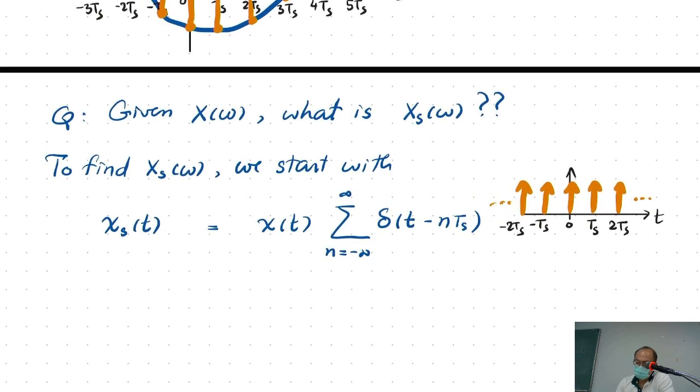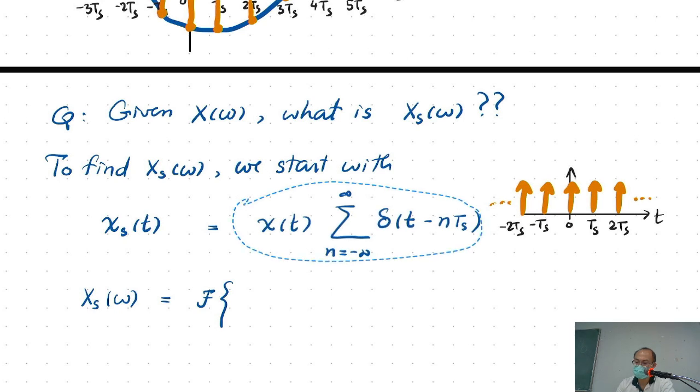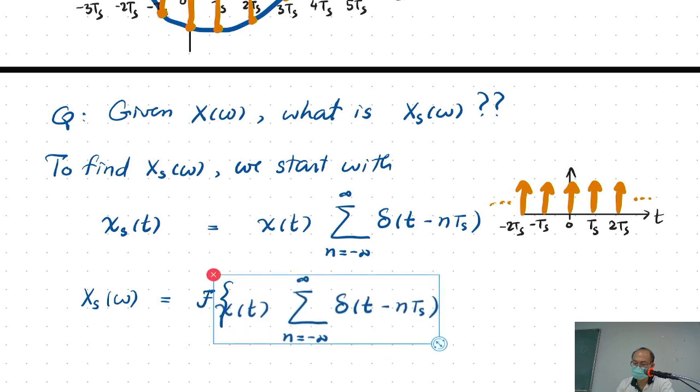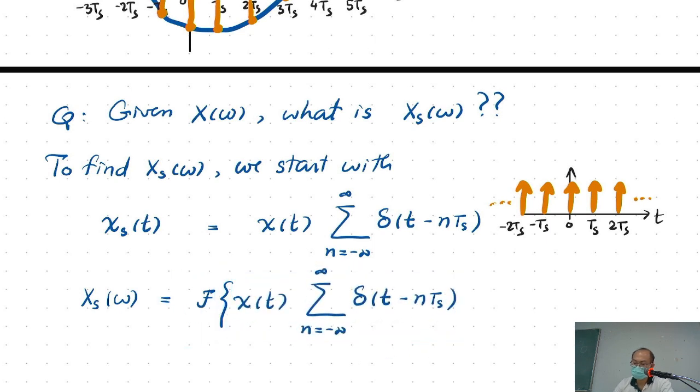Now, we're going to take the Fourier transform on both sides. The left-hand side would be what we're after, which is Xs(omega). On the right-hand side is the Fourier transform of the whole thing, so I'm just going to copy and paste the whole thing.